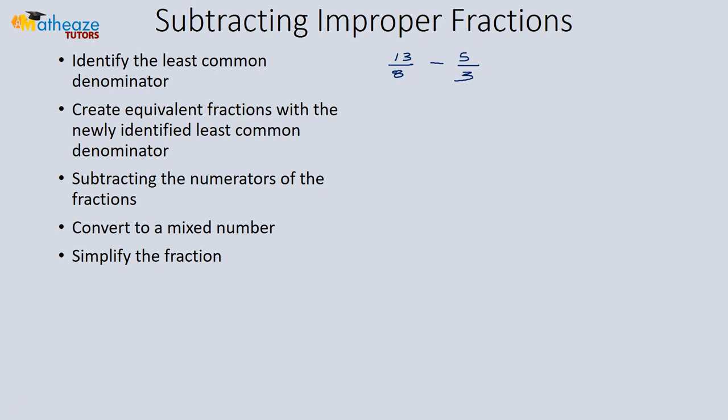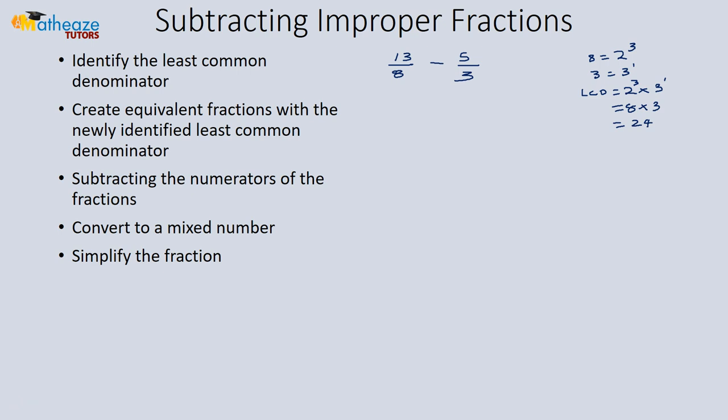So we're going to first identify the least common denominator for this. Here's a simple way to do it. We look at 8. 8 is 2 to the third power, and 3 is 3 to the first power. So for your least common denominator, we have 2 and 3, and we pick the greatest exponents. So this is going to be 8 times 3, which is 24.